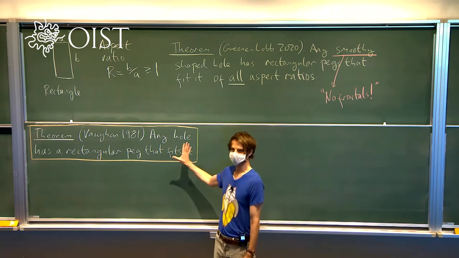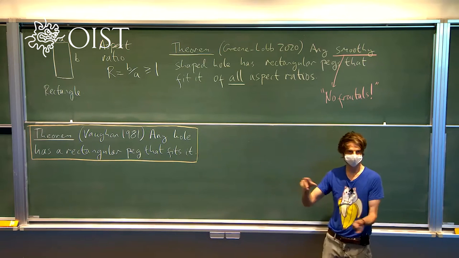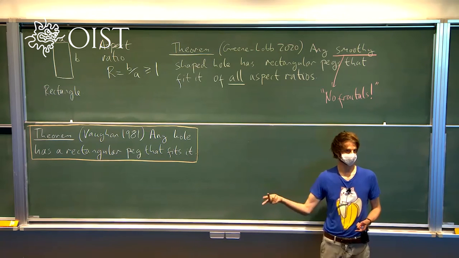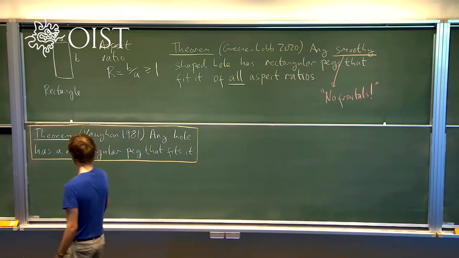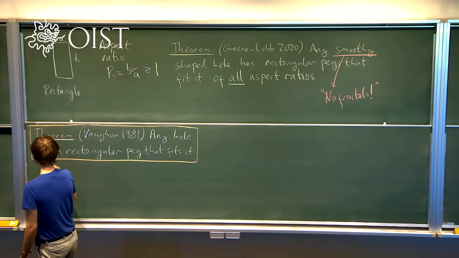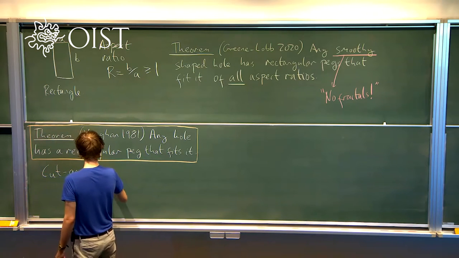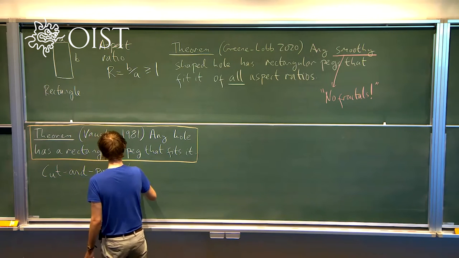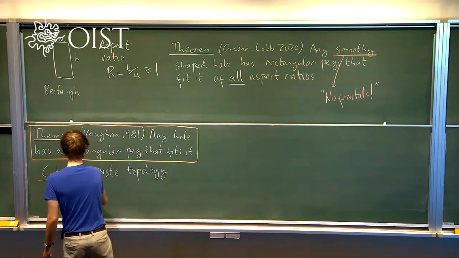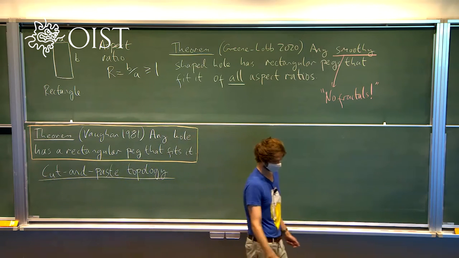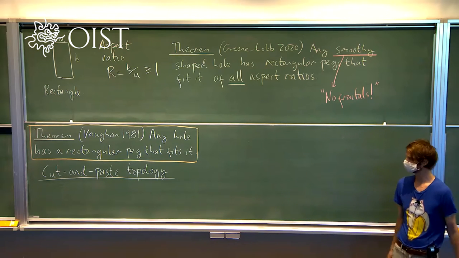All right, so how are we going to prove it? We're going to start by collecting three facts, and then the three facts are going to fit together and give us the proof. Sounds easy, right? Okay, so let's do that. The first facts are going to come from a game called cut and paste topology. This is a game you can indulge in if you have some rubber sheets, some scissors, and some glue.